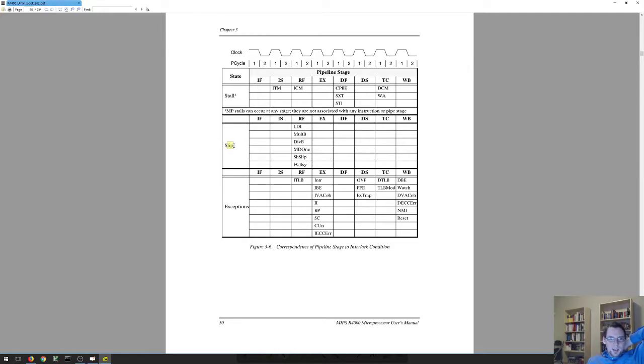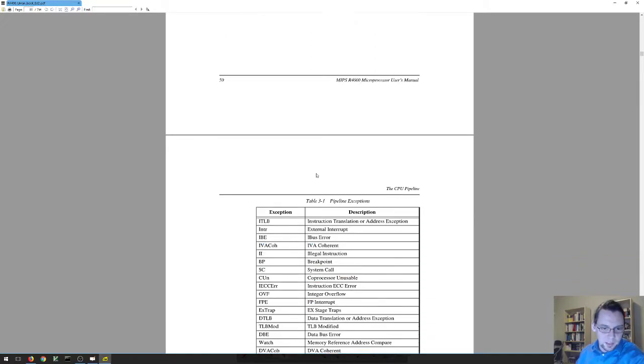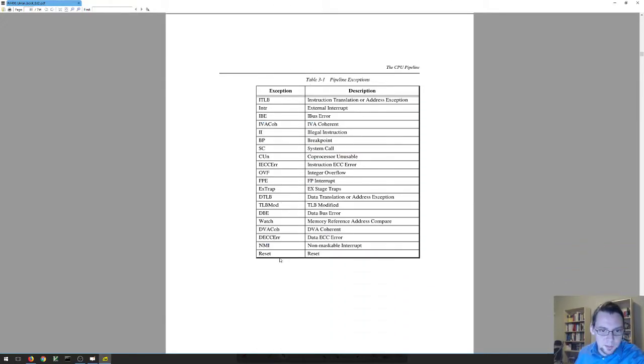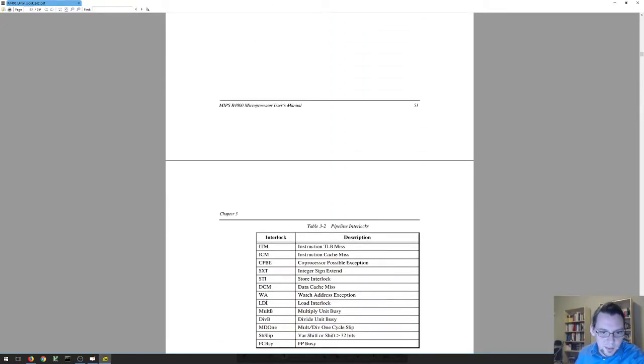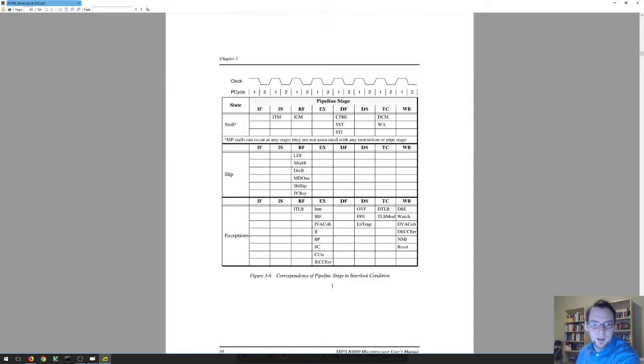Slips, note, these are all in a single stage. If there is a possible slip in the instruction, that's all detected in the single register file access stage. That's the only stage something can ever slip in. Slip is where they discover we need to insert an extra cycle here. For example, LDI is, I believe, the load interlock. Let me see, where's that? Load interlock, yeah.